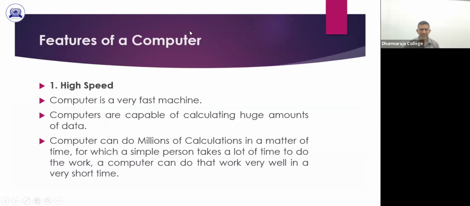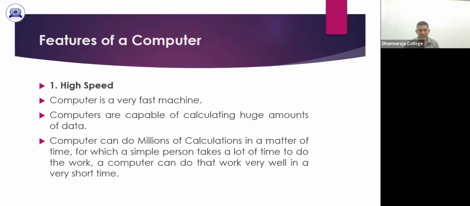The first feature we can say is high speed. If you compare with a human, it's a faster machine than the human. If you give some work to it, it will do the work quicker than the human. Computers are capable of calculating huge amounts of data, a large number, maybe a very complex calculation, like finding the distance between the Earth and Mars, or the distance between some galaxies. Those kinds of calculations can be done within a few seconds.